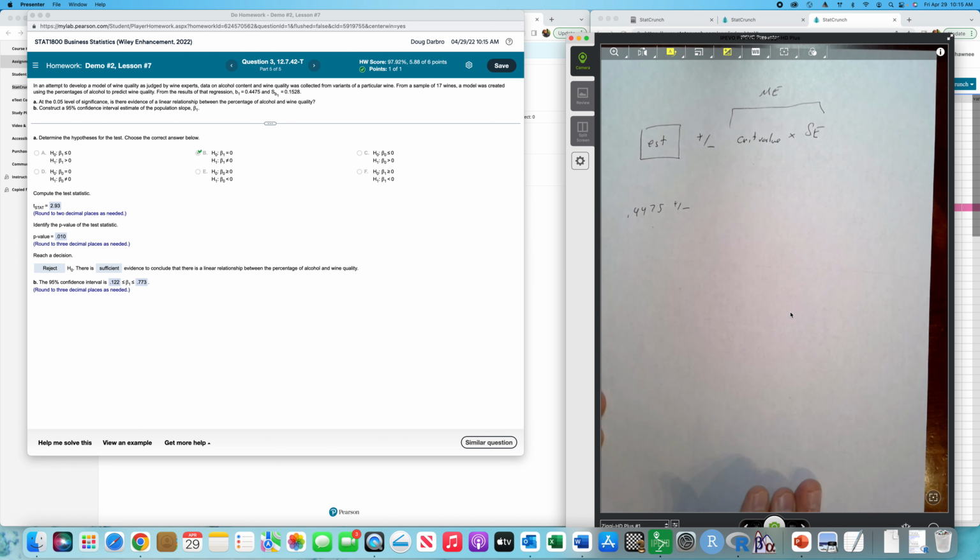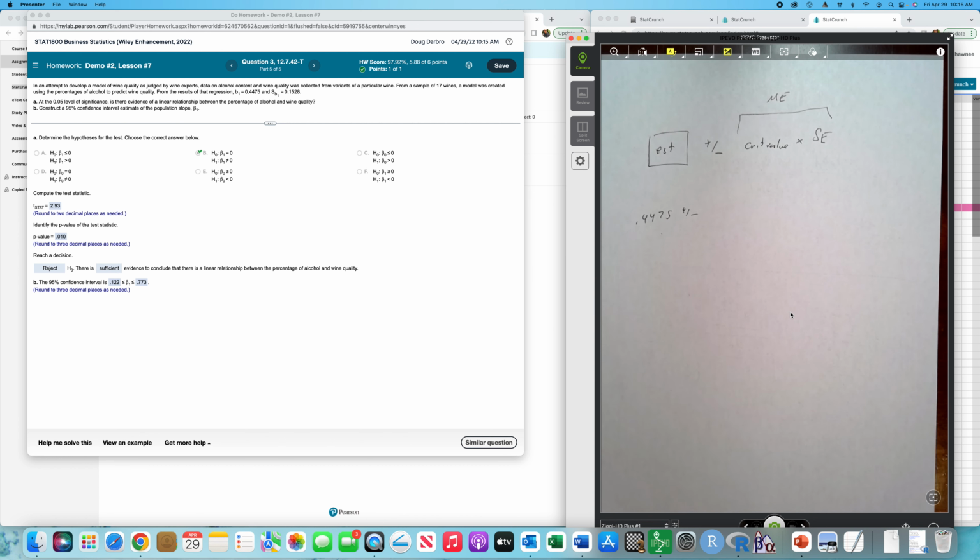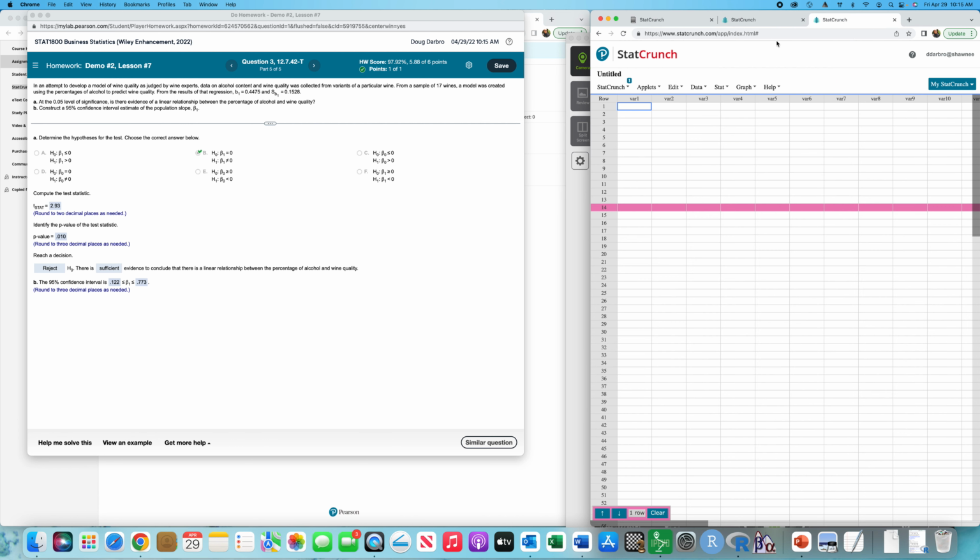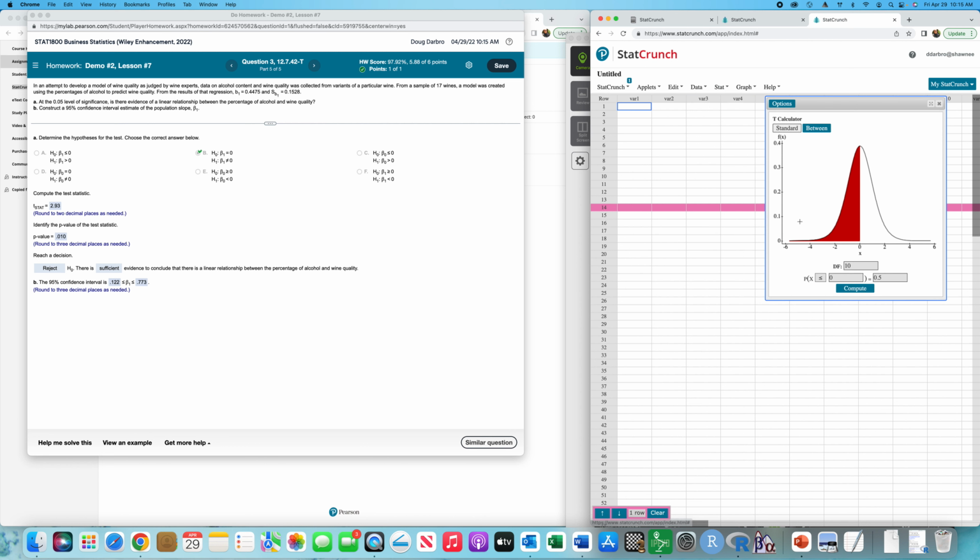Our critical value, we don't know that, so we got to go grab it. It's going to be easy to do, though. Go to calculator, go to T. We have degrees of freedom n-2, which will be 15. I'm testing at 0.05. Well, I have a 95% confidence interval, so I need 0.025 in one of the tails. Calculate. 2.1314.